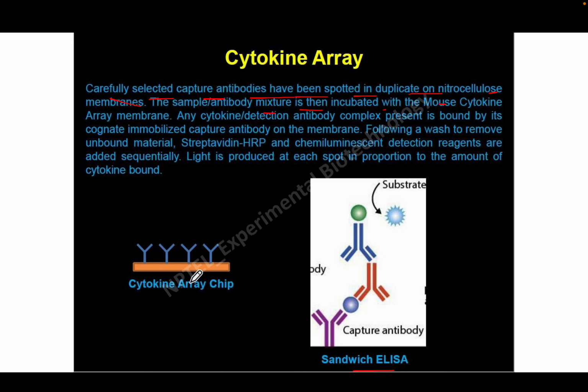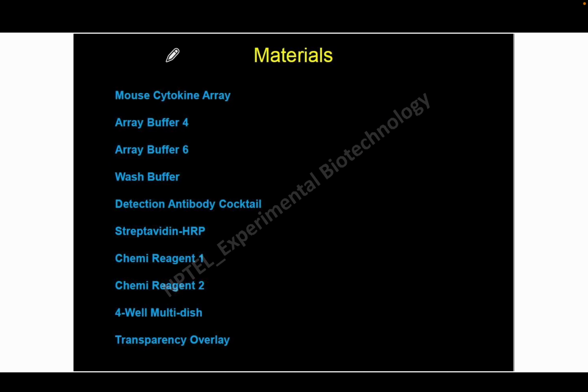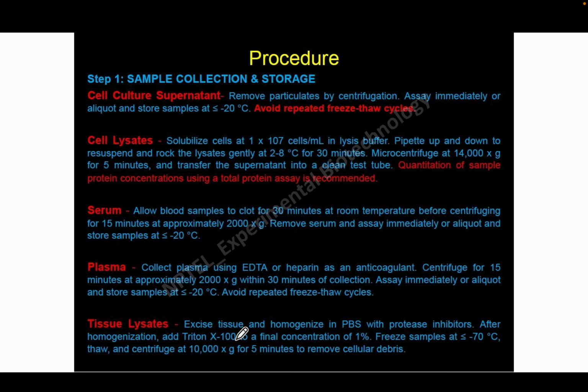Here you can see this cytokine array chip, where cytokines are attached. For the materials you need the mouse cytokine array, some buffer, detection antibody cocktail, streptavidin HRP, some reagents, and a multi-dish and transparency overlay.